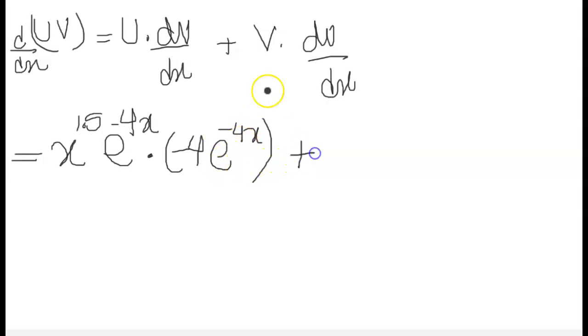Now I will write the other one in a while, but let's solve this one first. Minus 4 I write in the front. X 1.5 I write in the front. This is e to the minus 4x, and then there's another e to the minus 4x.